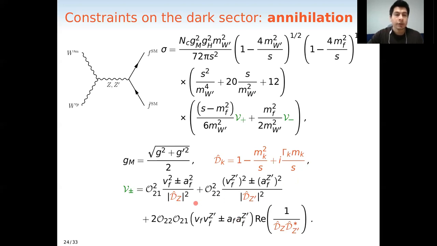One important thing is that, for example, we have the possibility of having resonances in the case of C prime. If C prime is light and is close to twice the mass of the W prime, we can have resonance that can enhance this annihilation and can make it possible to have the correct relic density for the W prime, even when this W prime is on the order of giga electron volt.